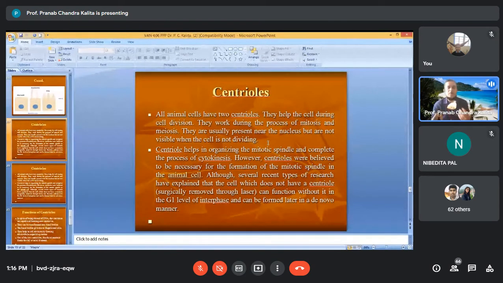And what is the function of the centrioles? They help in organizing the mitotic spindle and complete the process of cytokinesis, that means formation of the two cells. The main function is that the centrioles help in mitotic spindle formation.